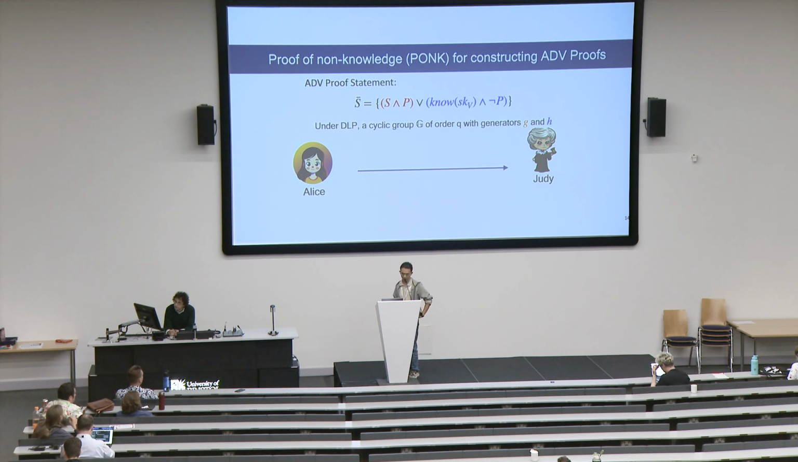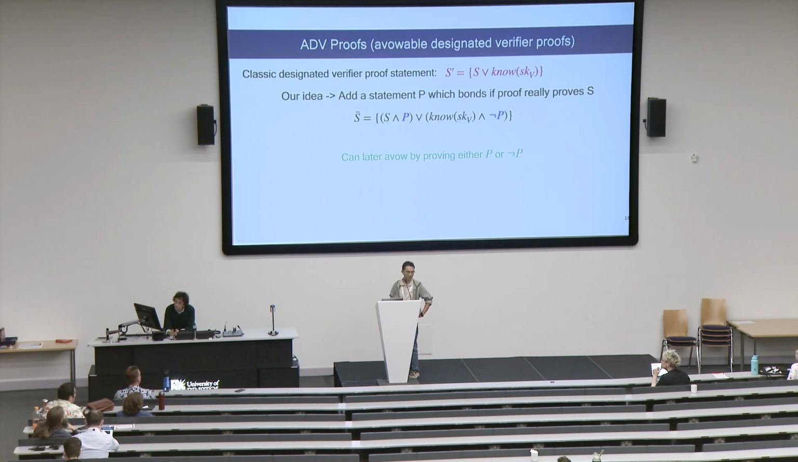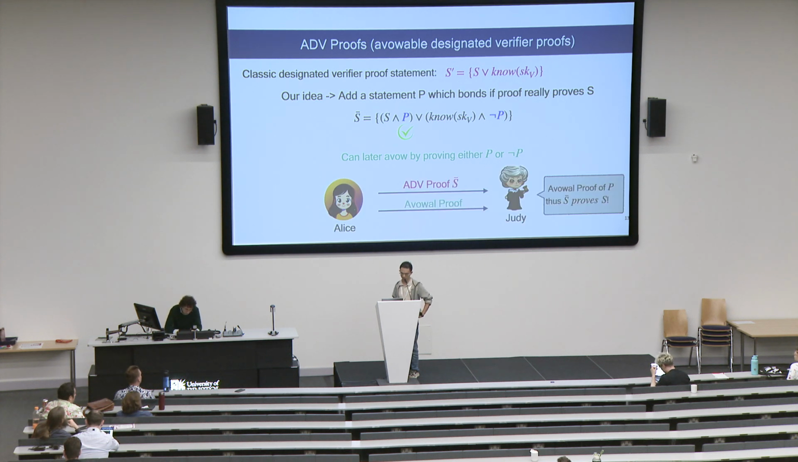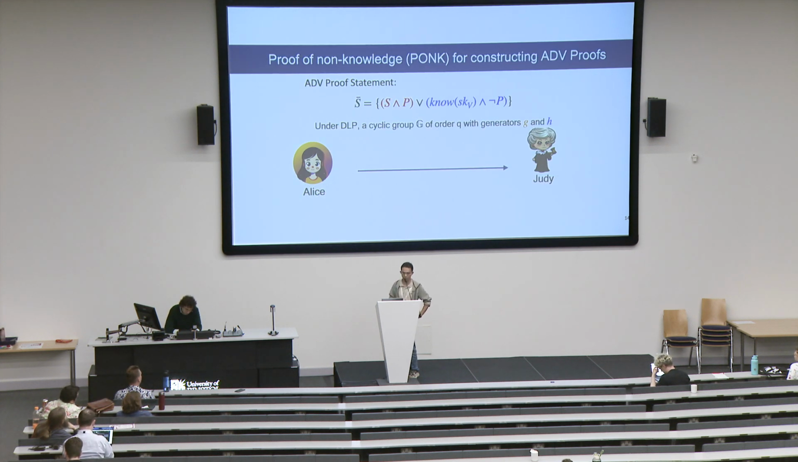So how can we do such a proof by proving a negative P? Here we present a nice and simple trick to prove negative P, which we call proof of non-knowledge. It works in the discrete logarithm setting, in a group with two independent generators G and H. First, we let Alice sample a random x prime and set y to be h to the x prime. Since y is a group element, there is definitely another x which maps the generator g to y. So in this way, Alice could just prove, okay, I know x prime.